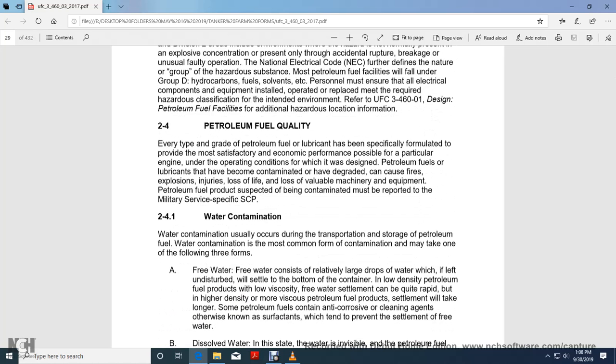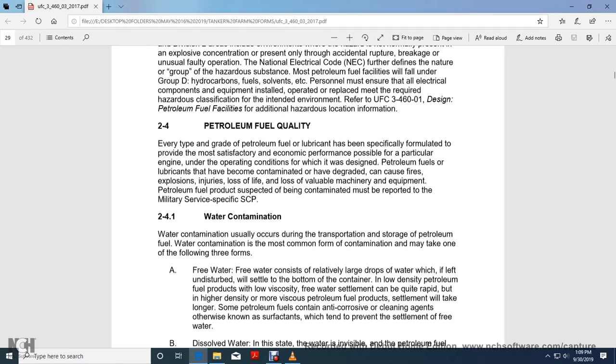2.4 Petroleum fuel quality. Each type and grade of fuel or lubricant is specifically formulated to provide the most satisfactory economic performance possible with a particular engine under the operating conditions for which it is designed. Petroleum fuel or lubricants that have become contaminated or have degraded can cause fires, explosions, injuries, loss of life, and loss of valuable machinery and equipment.